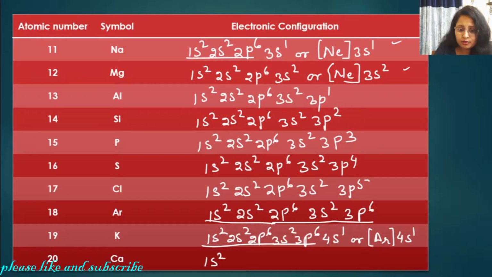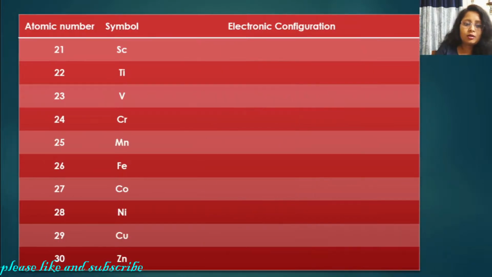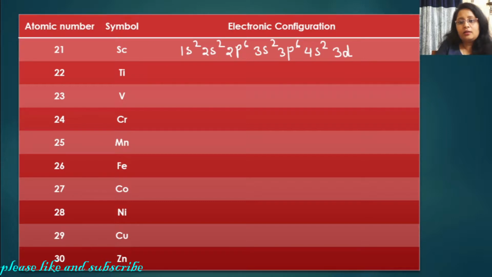Now come to calcium. I will write it fully, don't worry. 1s2, 2s2, 2p6, 3s2, 3p6, 4s2. Now come to 21, scandium. How to write? 1s2, 3s2, 3p6, then 4s2 is filled up. Now the next coming electron will go to the 3d orbital. So we will write 3d1.